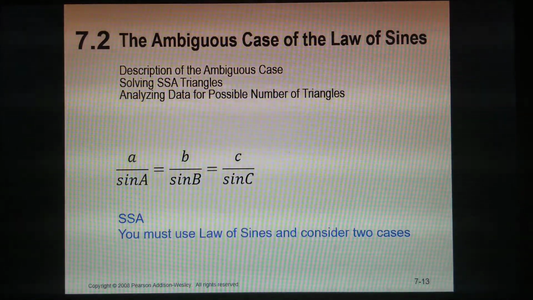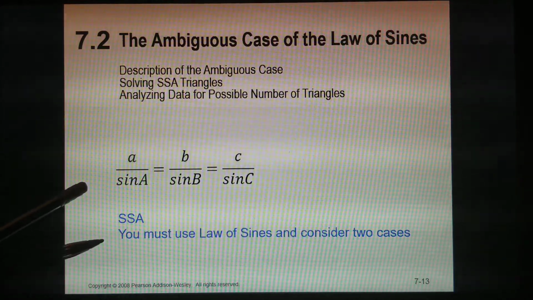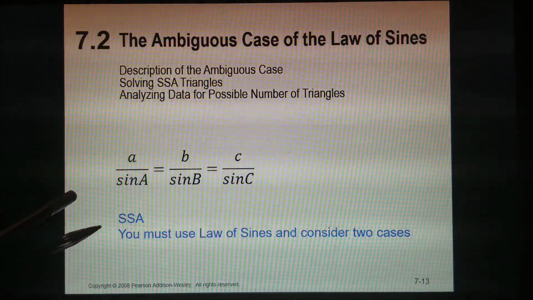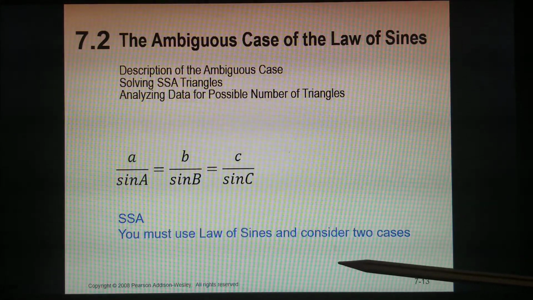That ends your notes for this. So anyway, you guys need to make sure when you have side-side-angle that you use the law of sines, and you must consider, do you have two cases? You have to make that consideration in this.